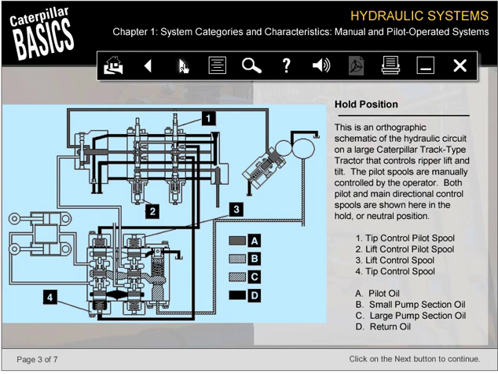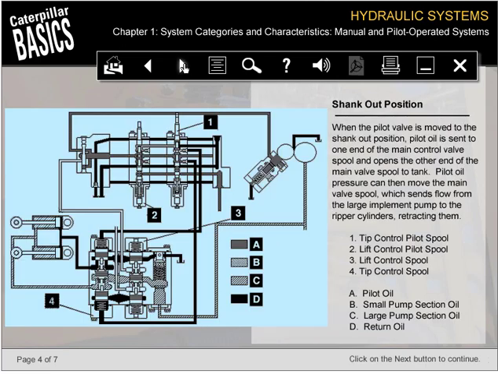A, the gray crosshatch pattern, indicates pilot oil. The light gray dotted pattern, B, is the small pump section oil. The diagonal lines represented by C indicate pump section oil, and the solid black represented by D indicates return oil.